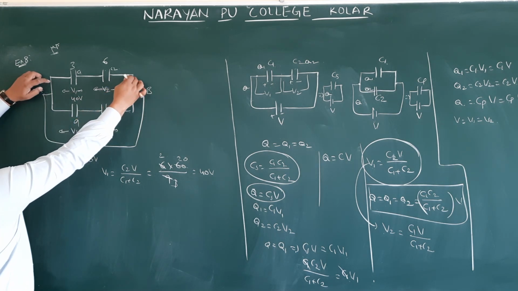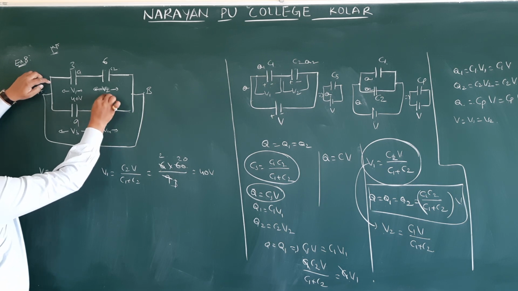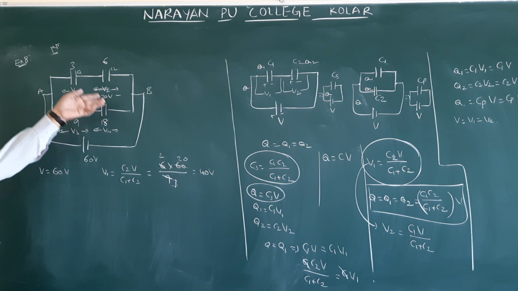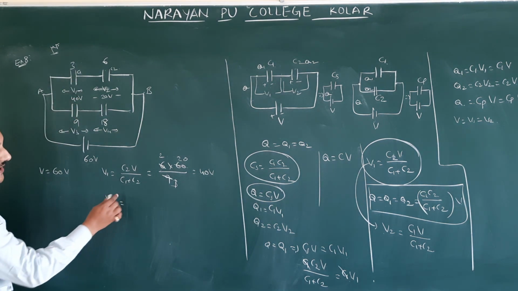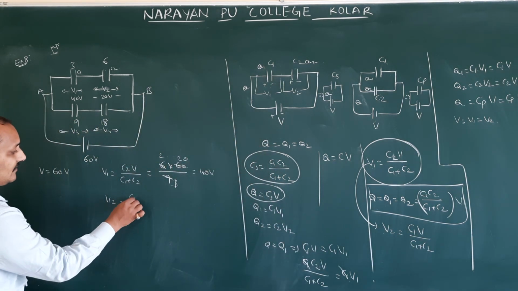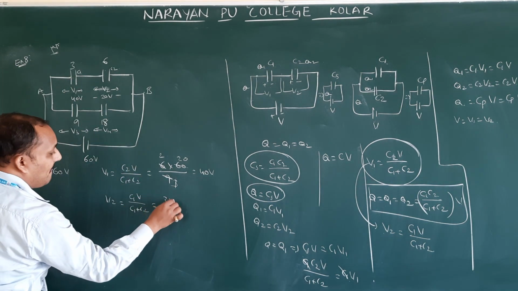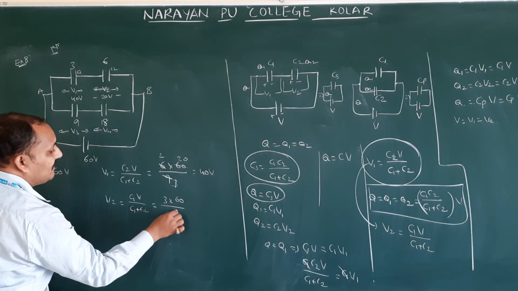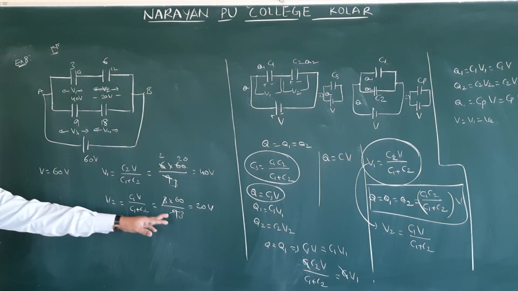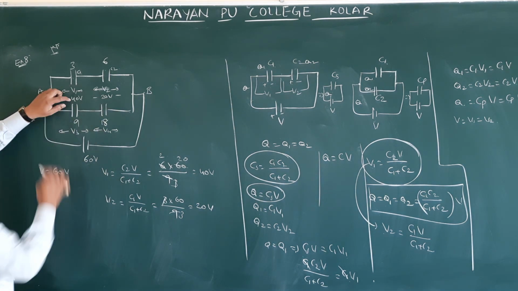Across A and B the total potential is 60. If this is 40, here you should get 20, so we don't need to find it, but if you find it you will get the same answer. What is the V2 formula here? V2 is equal to C1V by C1 plus C2. C1 is 3, into 60, by C1 plus C2, 9. You got 20. Now this is 40, this is 20.